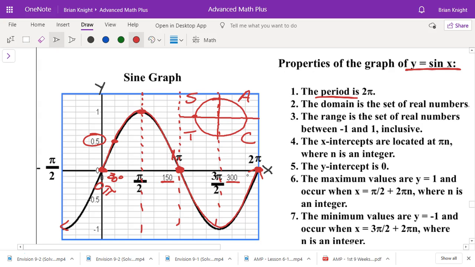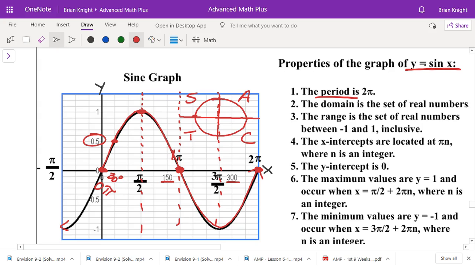Everybody with me? Now, can that change? Yeah. If you put a negative out front, that flips. But for now, if it comes after an even pi, it will be a maximum. If it comes after an odd pi, it is a minimum. It's crossing the y-axis at what? 0. The y-intercept is 0. And like I said, we talked about the maximum and minimum values.